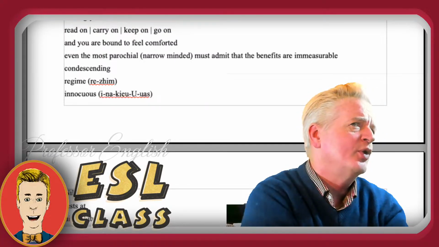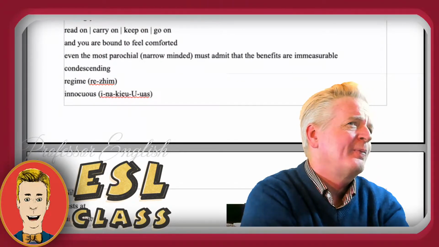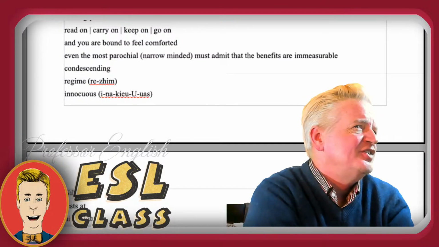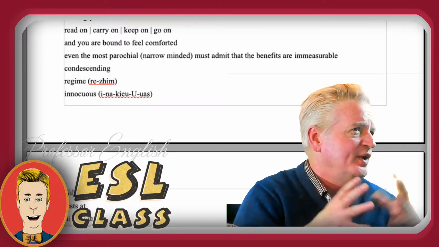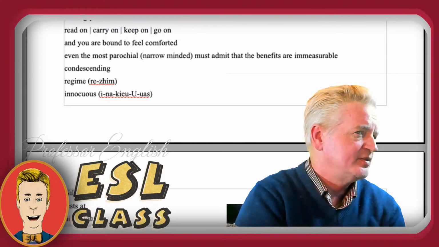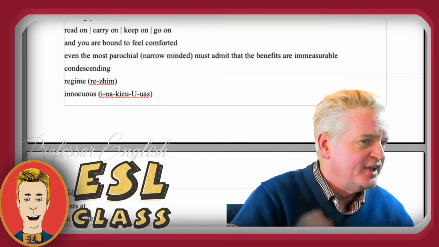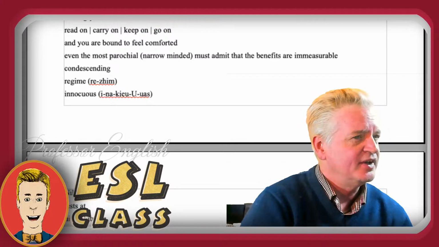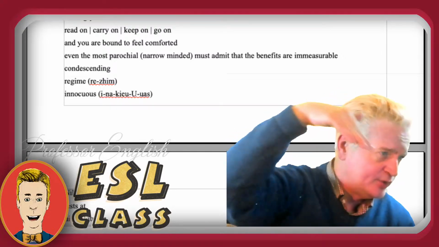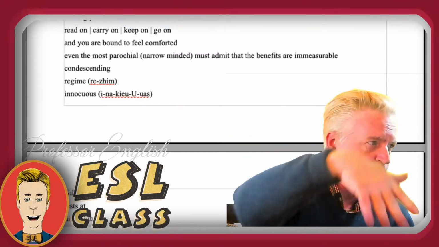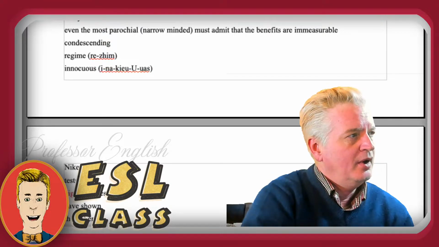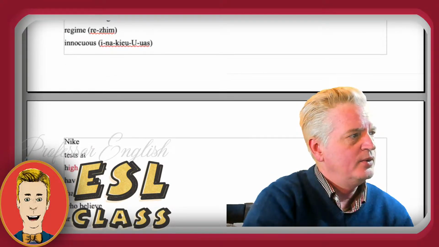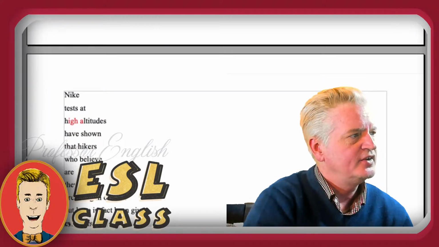But here we're using parochial to mean somebody from a very small place, somebody very narrow-minded, somebody who isn't open to big ideas. But you have to be careful using the word parochial, because it sounds condescending. It sounds like you're talking down to them, looking down on them.